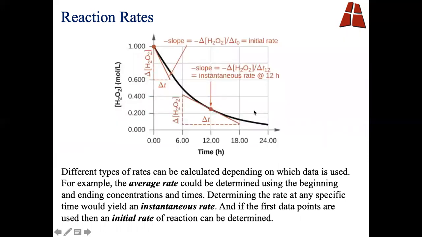If we were to graph this, we can show that our average rate would be basically averaging these 2 points over time. An instantaneous rate would be either of these 2 points: a difference in time here and a difference in time there. If we find the slope from that, we get an instantaneous rate. And if we do it from our initial concentration to some time, then that is our initial rate, okay?